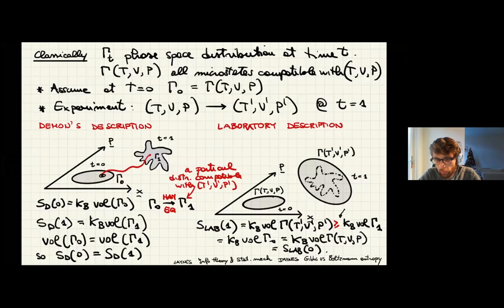So there was another question. For the quantum case, what is the analog to the phase space distribution you need to make the argument? For example, would the negativity of the Wigner function have an impact?